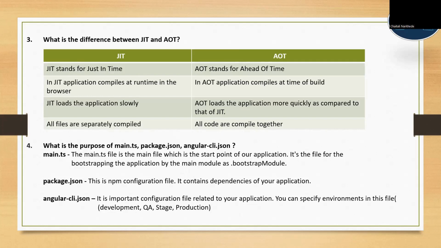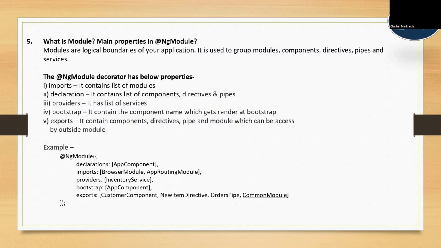Next one is Angular CLI, angular-cli.json. It is an important configuration file for your application. You can specify the environments in this file. We have multiple environments: development, QA, stage, and production. Suppose you want to use a different CSS file for the development environment and a different file for the QA environment. So you can make the changes in the angular-cli.json file.